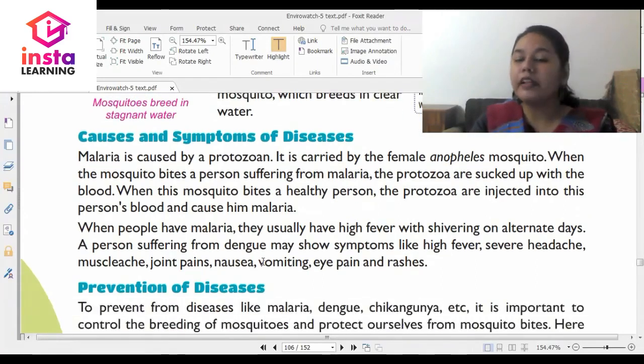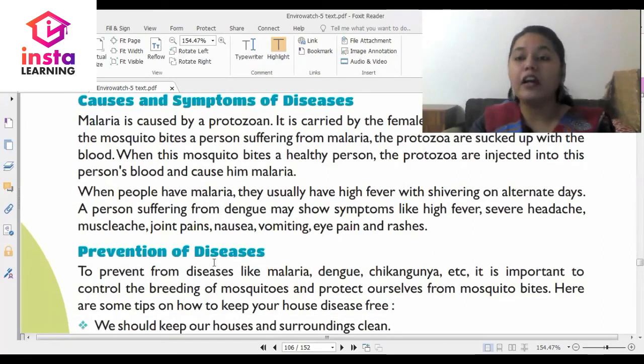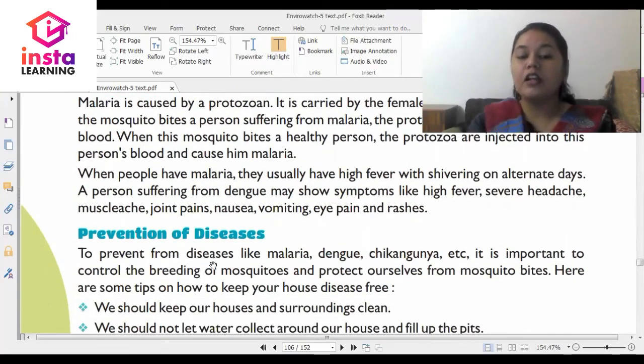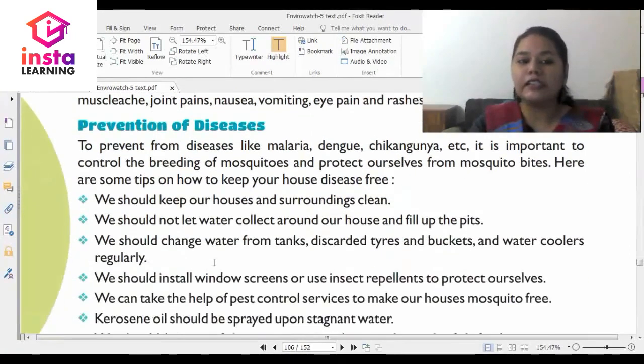When people have malaria, they usually have high fever, and then they have shivering on alternate days. And a person who is suffering from dengue may show symptoms like high fever, severe headache, muscle ache, joint pains, vomiting, eye pain, and rashes. Now, how do you prevent these diseases?